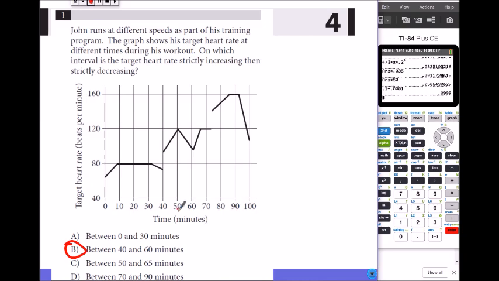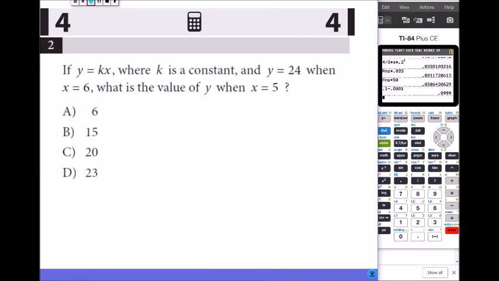50 to 65, it goes down and up, so it decreases and increases. D is 70 to 90. It stays steady and then increases. So it must be B. And you can save time by bubbling all your answers at the end of the test section. So try to just answer all the questions first, maybe first 50 minutes, and last 5 minutes you can go back and bubble your answers and double check your work.